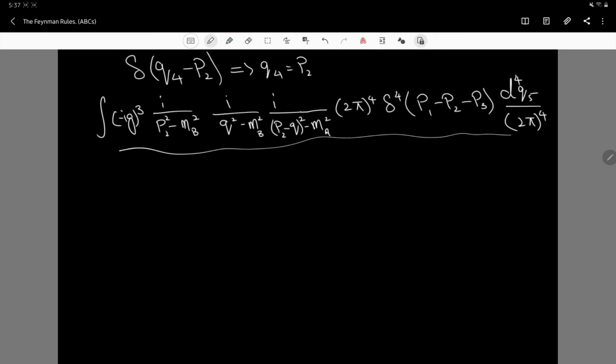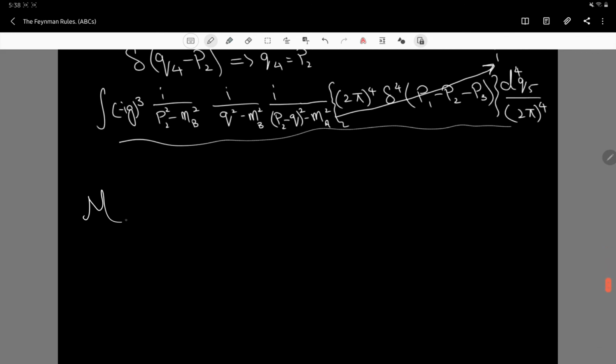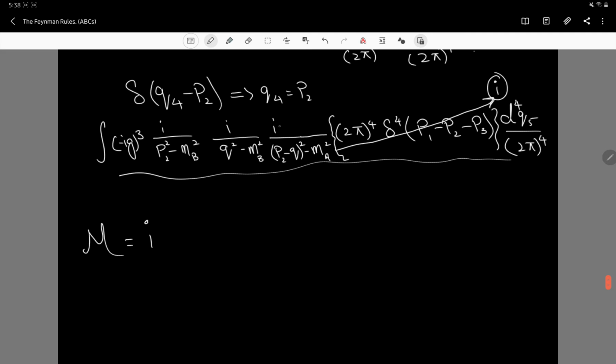You know what to do next. You just replace this whole thing with iota. So this whole thing is replaced with iota, and that's how you get your scattering matrix. So what I would have is this iota from here, then we have again these three iotas from here, so iota cube, and I would have this minus iota g cube. I can throw that out of the integral.